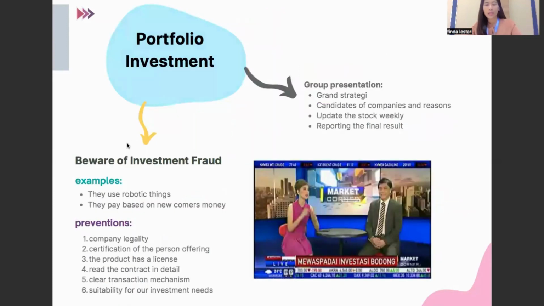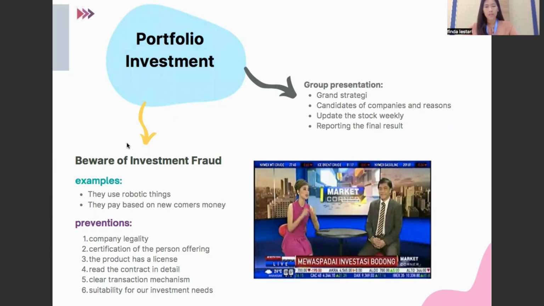The second topic is portfolio investment. We learned through a simulated investment during our class until week 8, and we have a result to present in the report of our investment simulation. The group presentation consists of the grand strategy, the candidate companies, and the reasons why we chose those candidates. Also, we should update the stock weekly in our class and report the final result.